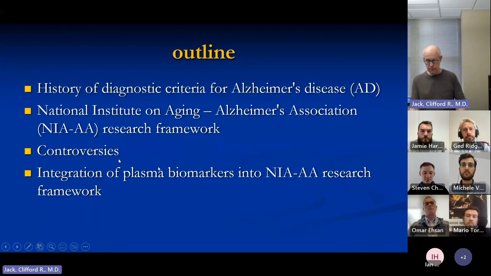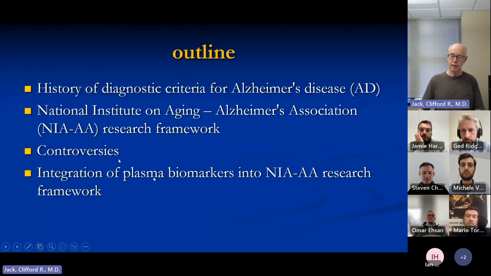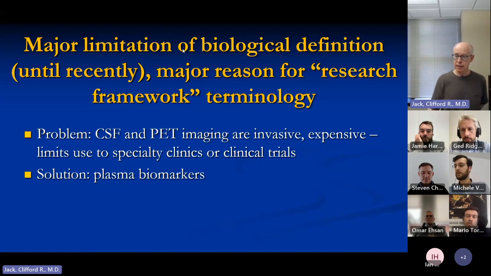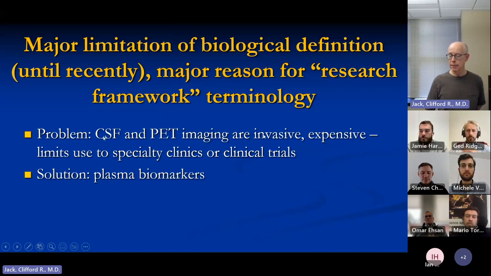So I'll come to the end here with this notion of integrating plasma biomarkers into the NIA-AA research framework. A major limitation of the 2018 framework was that at the time, the only disease-specific biomarkers required either PET imaging or CSF analysis. By definition then, CSF and PET are invasive or expensive, and this limited a biomarker-based definition of Alzheimer's disease to specialty clinics or clinical trials. It was not applicable in general medicine.